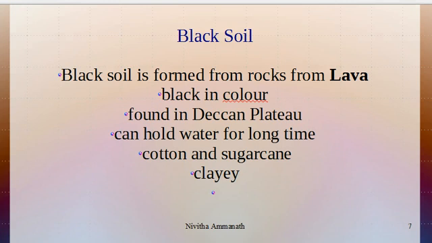So black soil is formed from the rocks of lava when the volcanic lava erupts, and when they form rocks, and then when the rock disintegrates into soil, black soil is formed. It is black in color. It is found in Deccan Plateau and can hold water for a long time.